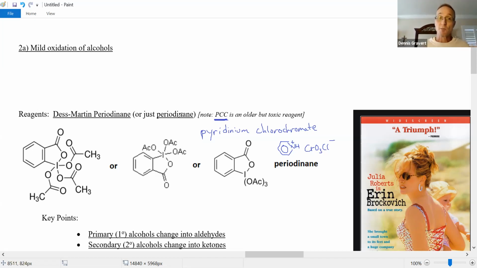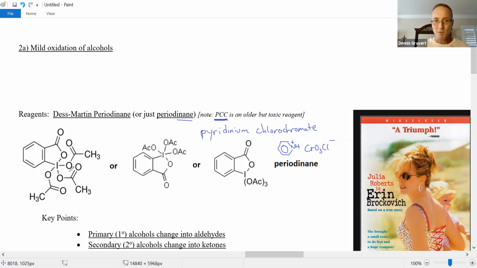Okay. The more modern, environmentally friendly reagent is this molecule called the Dess-Martin periodinane, or you can just call it periodinane. It's kind of an insane periodinane. That's how I can remember it. Look at this crazy molecule. Look at all these oxygen atoms.